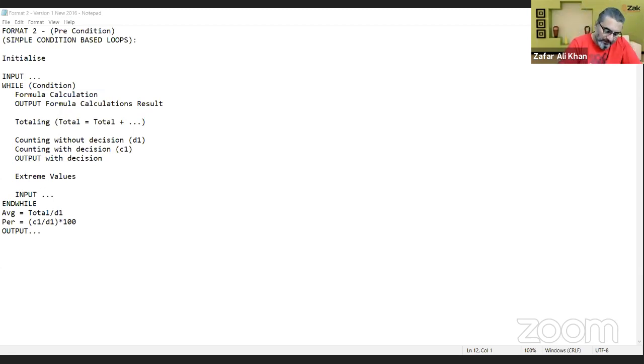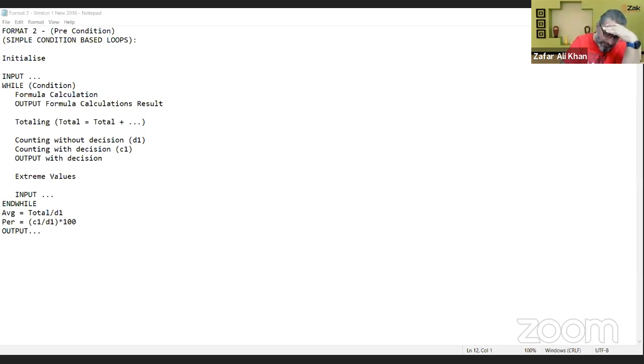Rest, if you would see, if there's a formula it will be calculated, if then the output will be made, then totaling, counting with decision, output with decision, extreme value. So now what is different? This scenario is different, that we have to input and enter. Here it is a count without decision. So sometimes we need to count, we will see when, and then we will be counting without decision. So there would be no if attached. It would be only a counting statement: C equals C plus 1, A equals A plus 1, B equals B plus 1, and then we will be utilizing that.